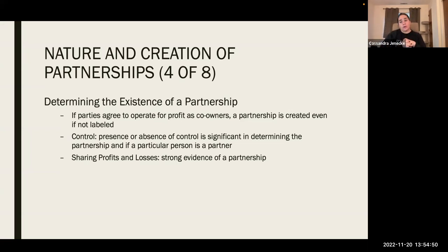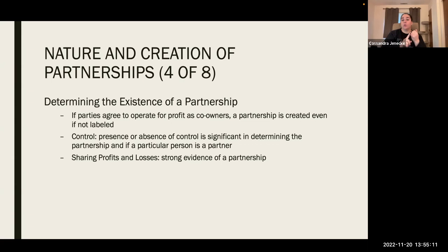So you can create a partnership by accident, even if you don't label it as such. Where the parties have agreed to operate for profit as co-owners, even if they don't call it a partnership agreement, it's a partnership agreement. So some factors that courts will look at to determine whether or not a partnership existed.